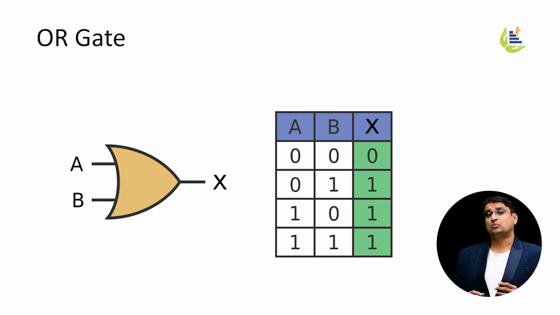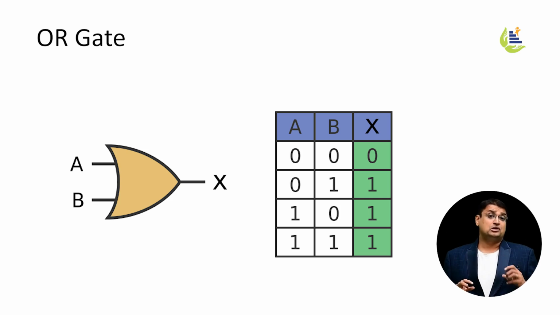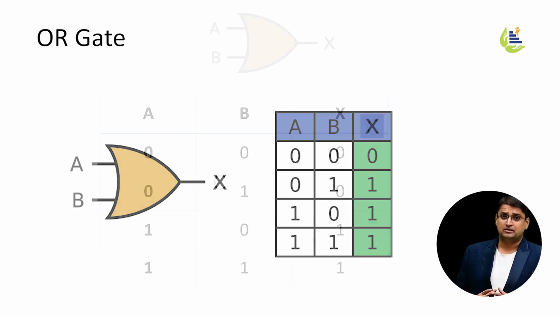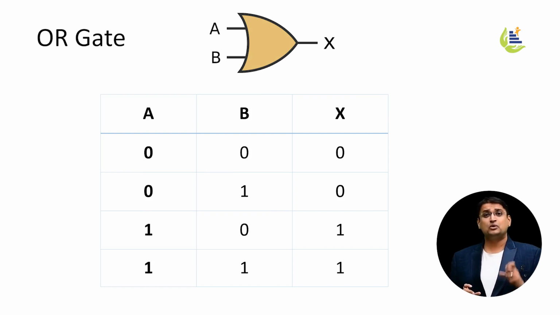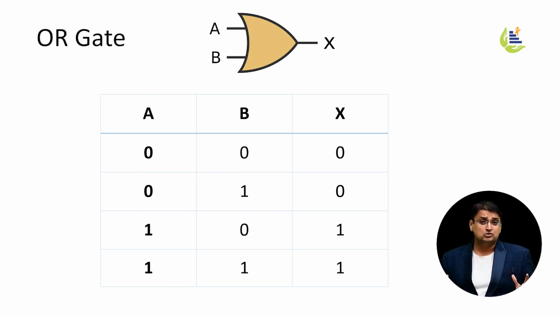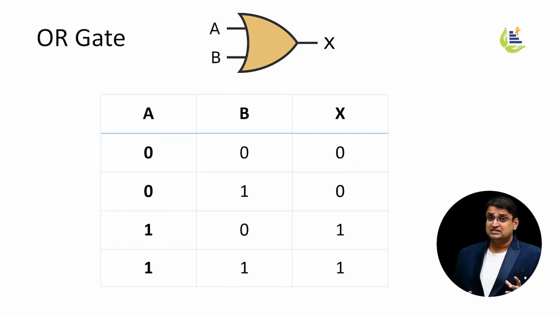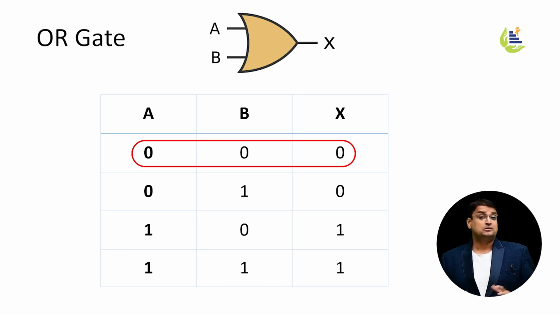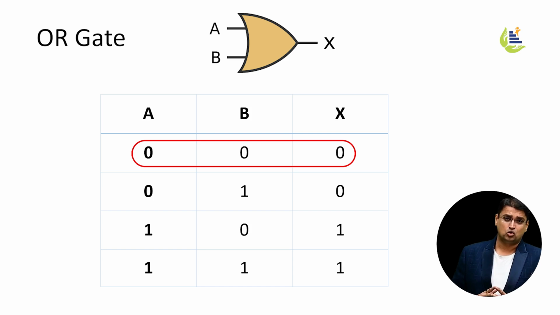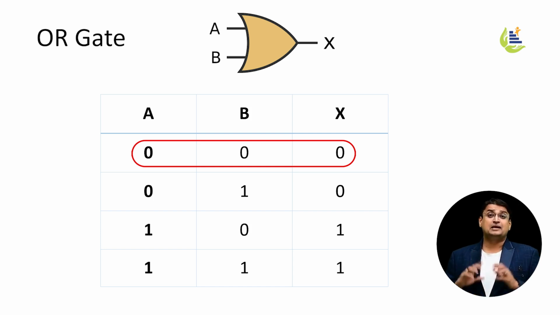It returns true if any one of the conditions or inputs is true, and if both conditions are false, then it returns false. Let's understand this by using a truth table, where A and B are inputs and X is output. Therefore, X is equal to A plus B. Let's say A is 0 and B is also 0. Since both inputs A and B are 0, the OR operation results in 0. That is false.